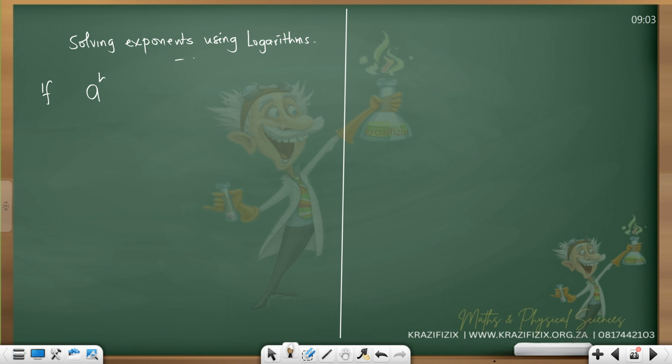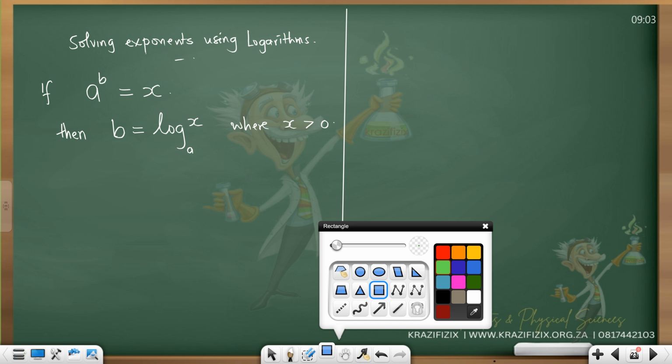If A to the power B equals X, then B will be equal to log base A of X. I'll explain this. Where X must be greater than 0. I'll show you how this works quickly, but I wanted to write this down, and that's the whole formula.